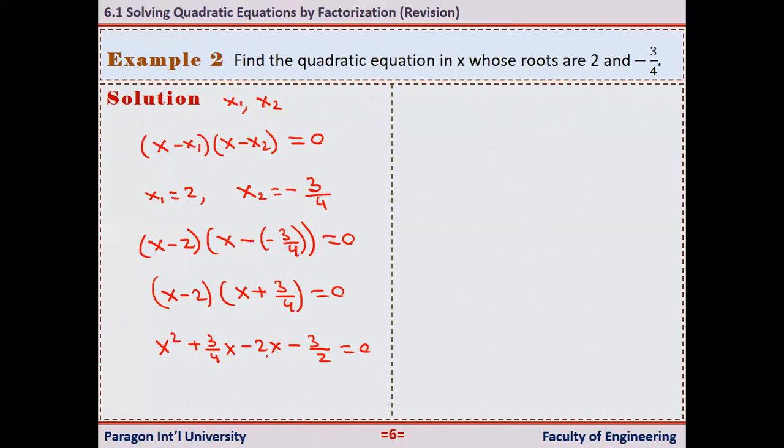If you multiply both sides by 4, 4 times x squared, we have 4x squared, and 4 times 3 over 4, it is 3x, 4 times negative 2x, it is negative 8x, 4 times 3 over 2, that is negative 6, is equal to 0. Now we can simplify this. So this quadratic equation, 4x squared minus 5x minus 6 is equal to 0. If you solve this quadratic equation, the roots will be 2 and negative 3 over 4.